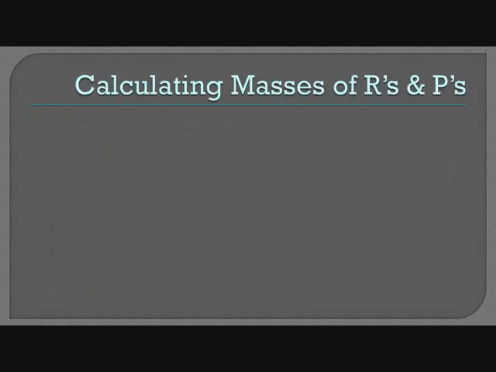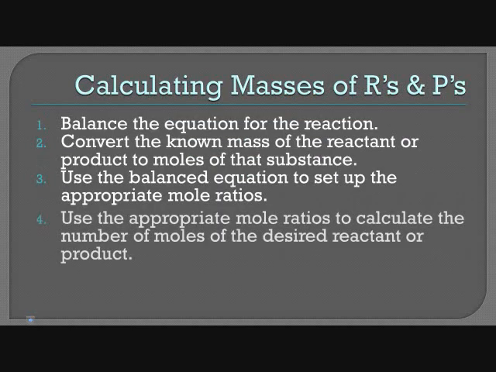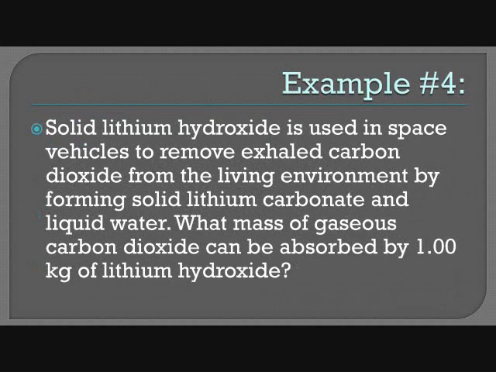So to calculate the mass, make sure that you have a balanced equation, convert the known mass into moles, use the balanced equation to set up the mole ratio appropriately, then use the mole ratio to calculate the number of moles desired of the product or reactant that you're looking for, and then convert it back to grams. You could also do this with other parts of the mole map too, but focusing solely on grams right now.